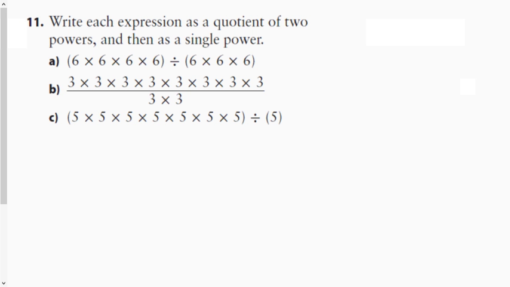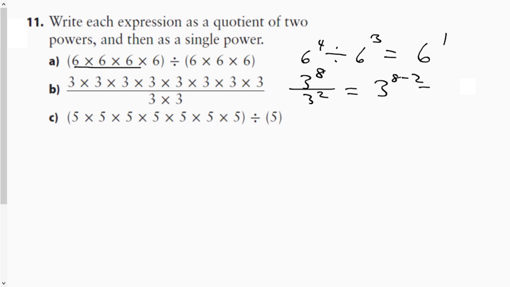Question 11. We have 6 multiplied by itself 4 times, or 6 exponent 4, divided by 6 exponent 3. Keep the base, subtract your exponents. I get 6 to the exponent of 1, which is just 6, but it doesn't say to evaluate. The next one, we have 3 to the exponent of 8, divided by 3 to the exponent of 2. Keep the base, subtract your exponents. You get 3 to the exponent of 6 as a single power.